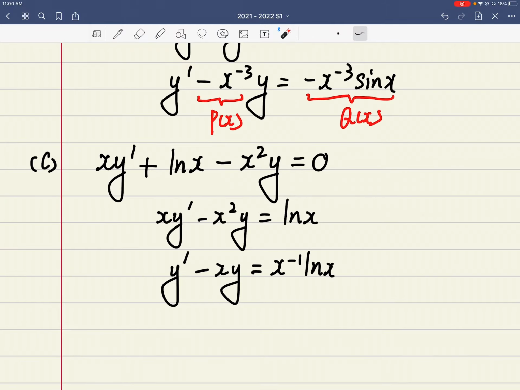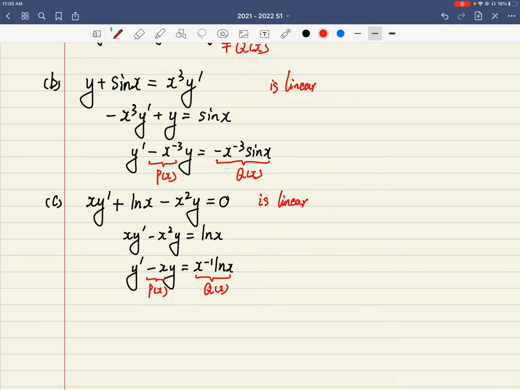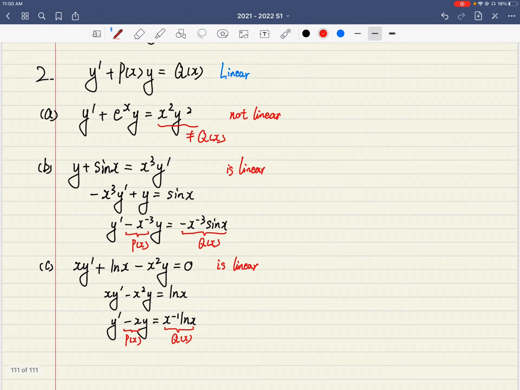Okay, so this part is p(x), this part is q(x). Right? They're both functions of x only, so it is a linear ODE. Okay, so the first one is not, the second and third, they are linear.